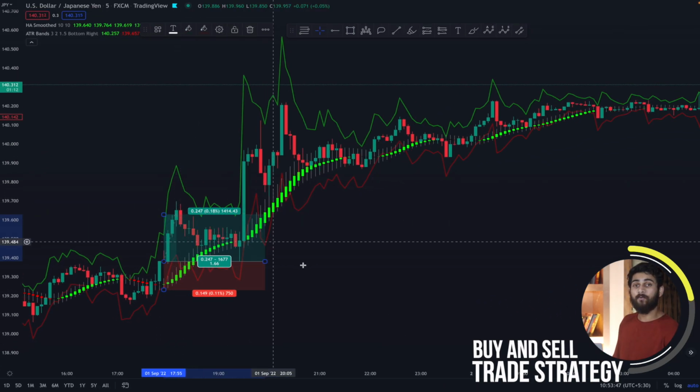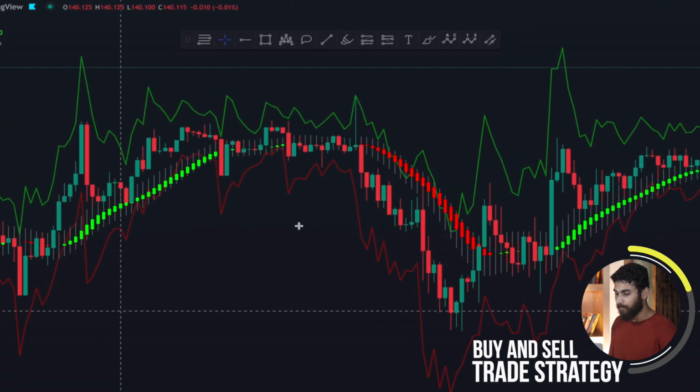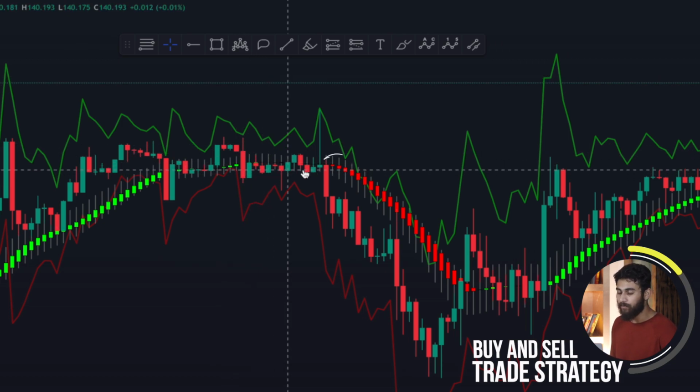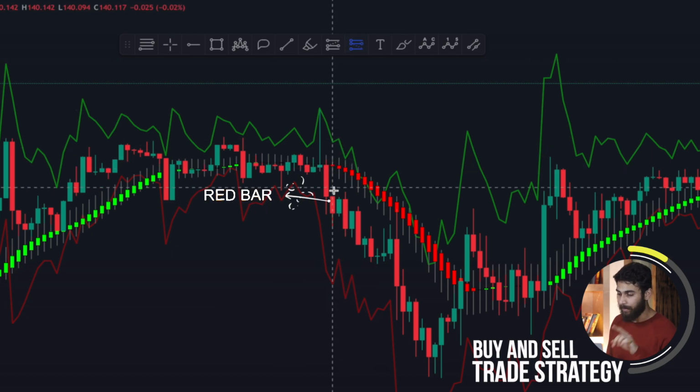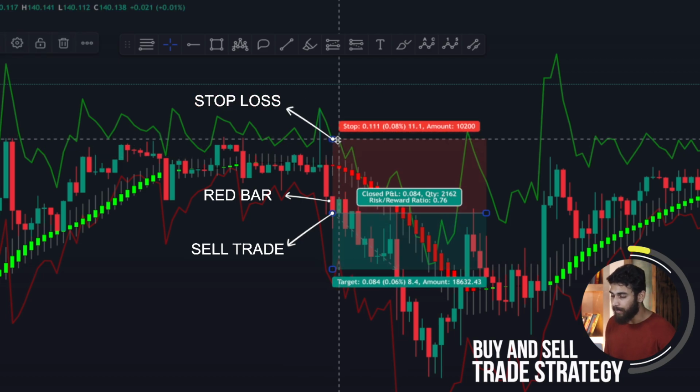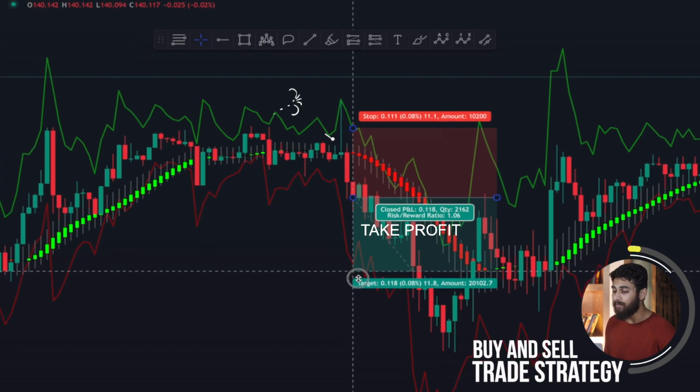And what you have to do for the short trade is, when the price moves from above to below the indicator, wait for the indicator to form the red bar. And as soon as you see the first red bar, you enter a sell trade and keep the stop loss above the band and the take profit 1.5 times the stop loss.